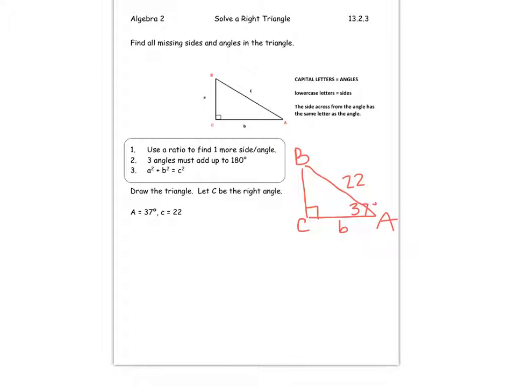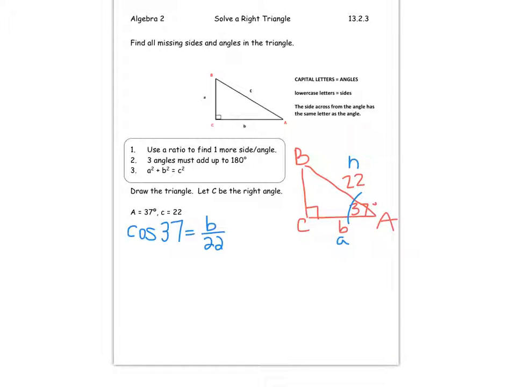So looking from the 37's point of view, the 22 is the hypotenuse, and the B is the adjacent. So if I'm going to find B, I need to use adjacent and hypotenuse. So I'm going to need cosine. So cosine of a 37-degree angle equals adjacent, which is B, over hypotenuse, which is 22.